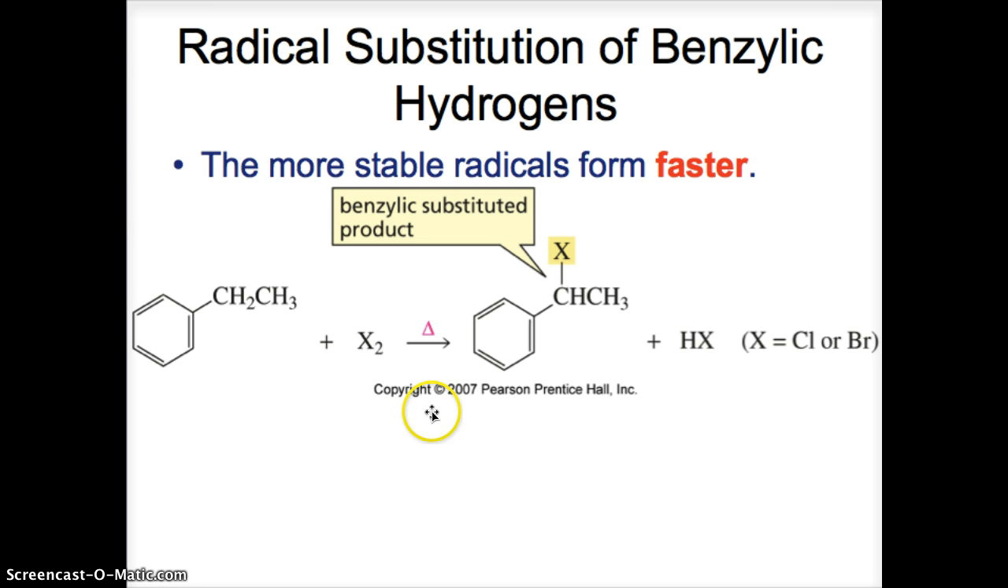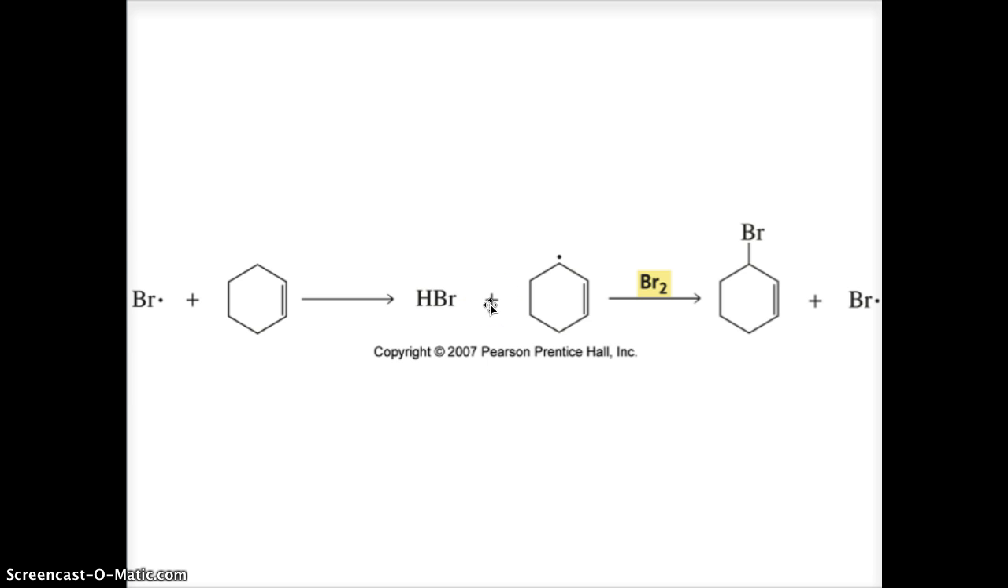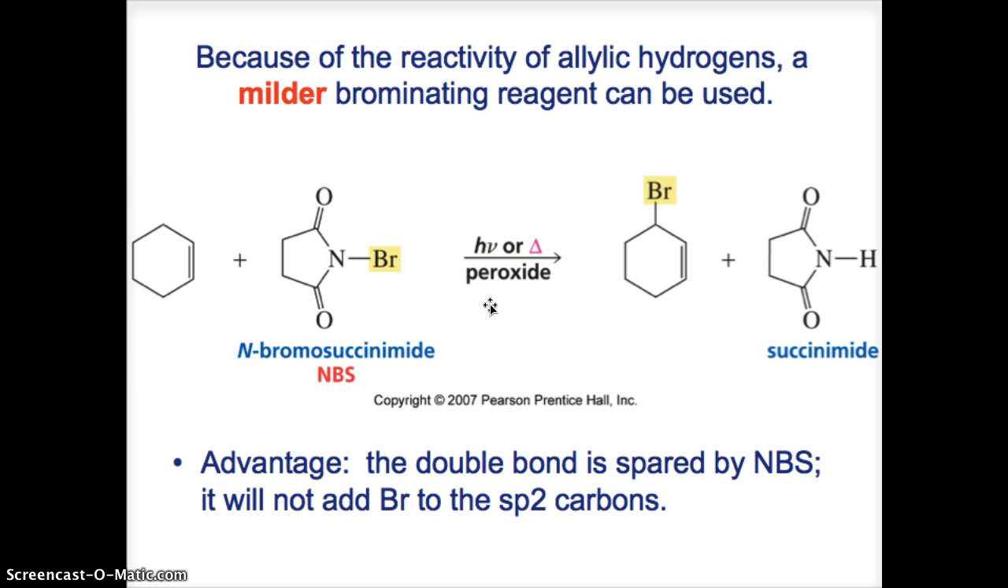Here are a couple of examples, or one example, and then there's a second on the next slide, of radical substitution of benzylic hydrogens and allylic hydrogens. This one here is a benzylic carbon right there, where it's going to become a benzylic substituted product. The benzylic and allylic hydrogens, as we see on the next slide, are removed to form a radical intermediate that's not shown, and then X substitutes for the hydrogen.